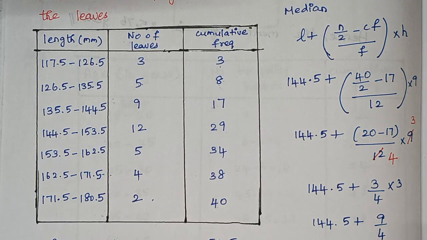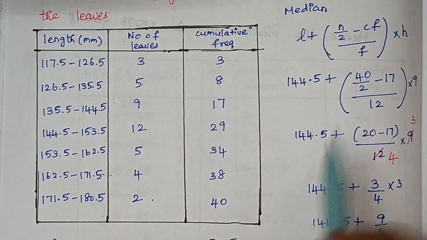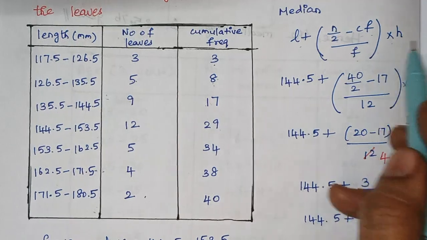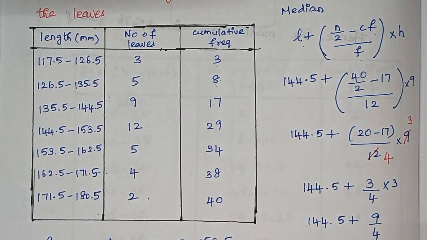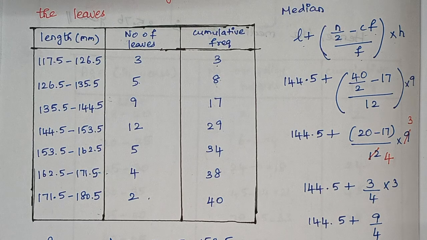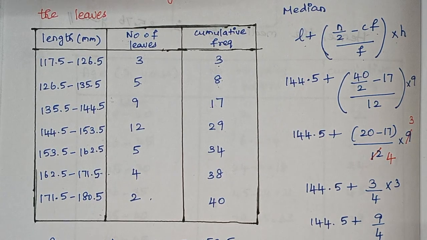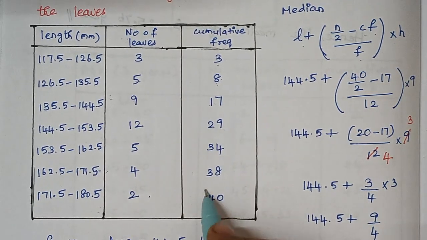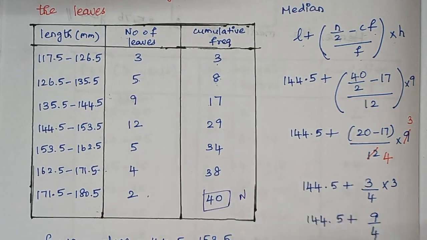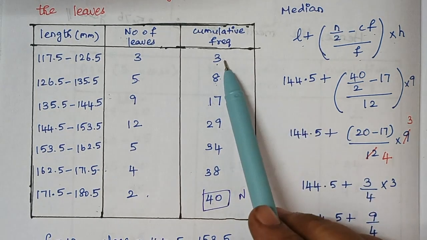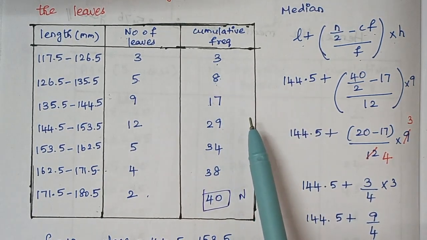Now, we have to find all the parameters which are required in the formula. So here you see we need L, we need N, we need cumulative frequency, we need frequency and h. The main criterion to be considered here is that we should take the cumulative frequency which is just greater than N by 2. So here what is N? This is the value of N. Then what is the value of N by 2? It is 20. Now look at a number which is just greater than 20.